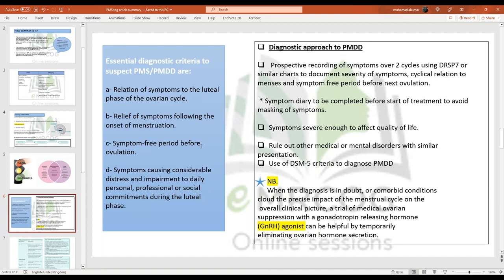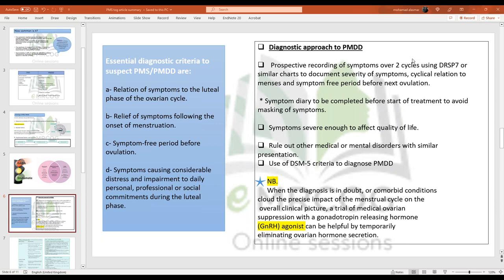Before I go to the treatment, I need to tell you guys, remember the diagnostic approach to PMDD. This is for all my friends in the OSCE exams, part 3. Why? Because you will have the case in front of you and you speak to her, and you need to go through the diagnostic approach correctly. So number one is prospective, meaning in the future, not retrospective. Prospective recording of symptoms over 2 cycles using the DRSP or a similar chart. This can be a possible question in the written exams. It documents the severity of symptoms, the cyclic relation to menses, and a symptom-free period before the next ovulation.